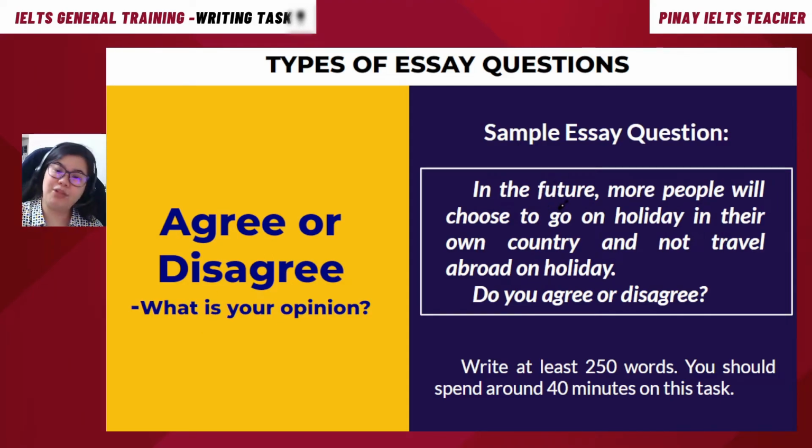Okay, so say for example, this essay question: in the future, more people will choose to go on holiday in their own country and not travel abroad on holiday. Do you agree or disagree? Well, it's very plain that you know it's an agree or disagree because the words are there. And so now, how do you present your essay outline? Because it's not actually asking you for problem and solution, advantage or disadvantages, wherein you can classify that on your outline. So this is how it will look like.